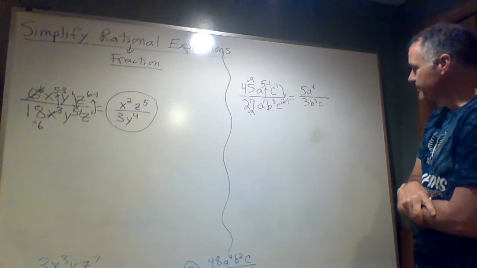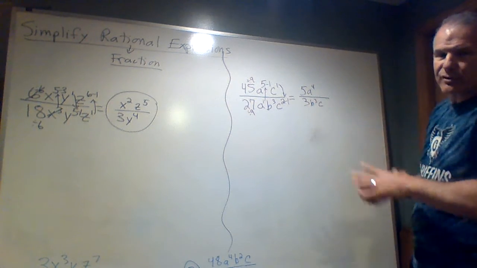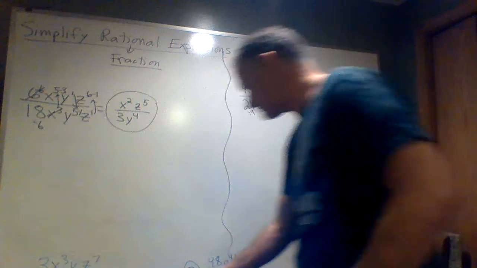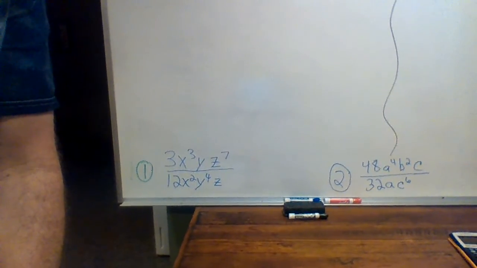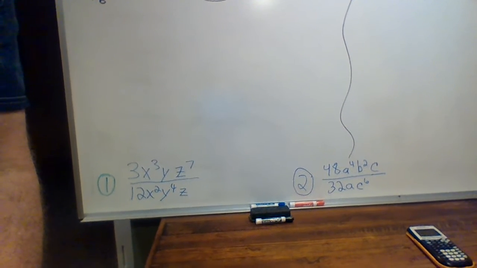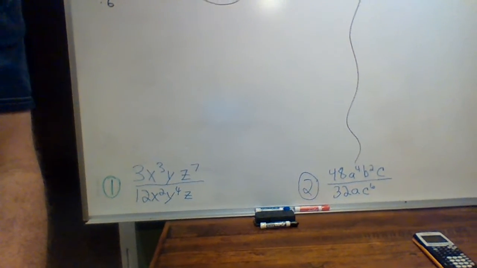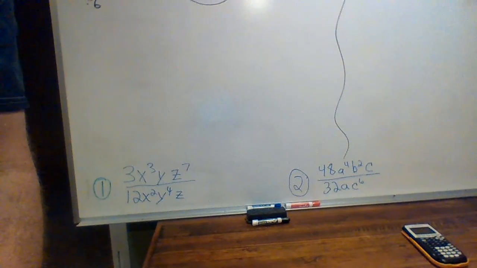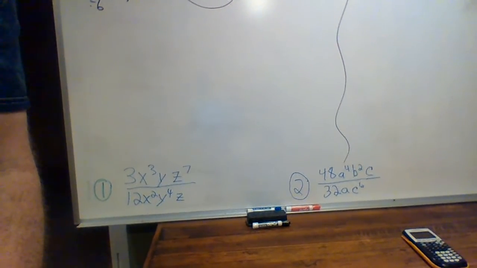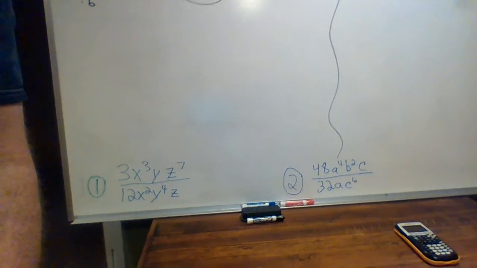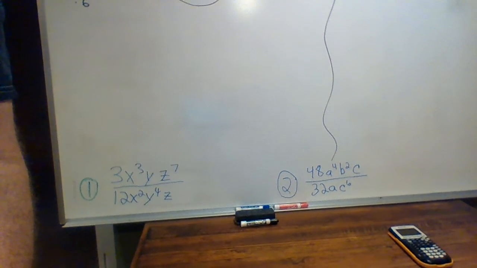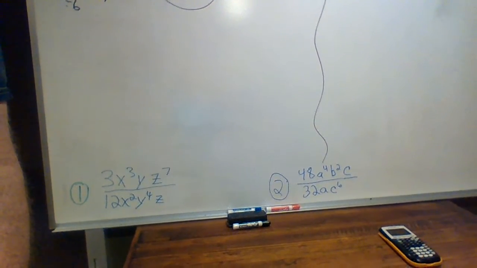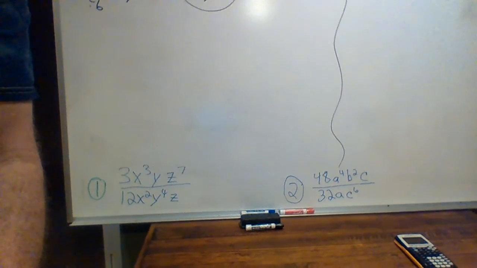Now again, this is still a review from first semester, so hopefully it's not a big deal. Okay, let me show you. You've got a couple of these for your homework, in blue down here. So you've got 3x cubed y z to the seventh on the top, 12x squared y to the fourth z on the bottom for that first one. And the second one, 48a to the fourth b squared c on the top, and then 32a c to the sixth on the bottom. So these are pretty similar to the ones I just did.